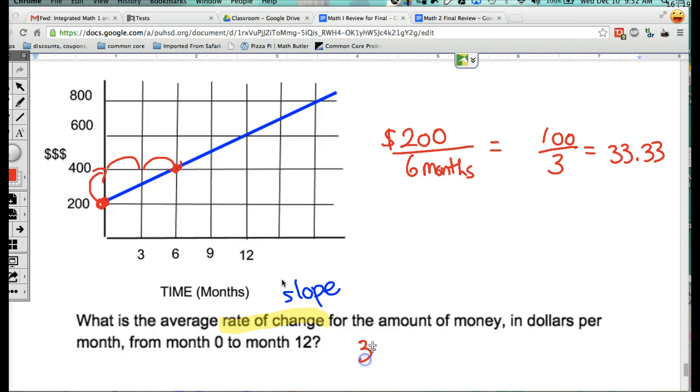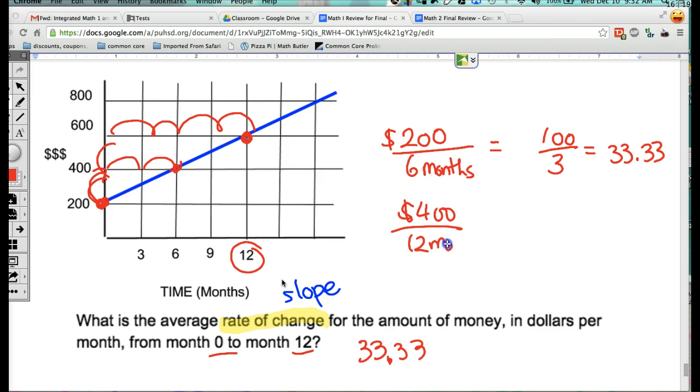Well, it's 33.33. In case you're not so clear, what you have to do is, it says from month 0 to month 12. So you would have to look at month 12, and then you'll go from here to there. So you went up by $400, and then you went to the right by 12 months.